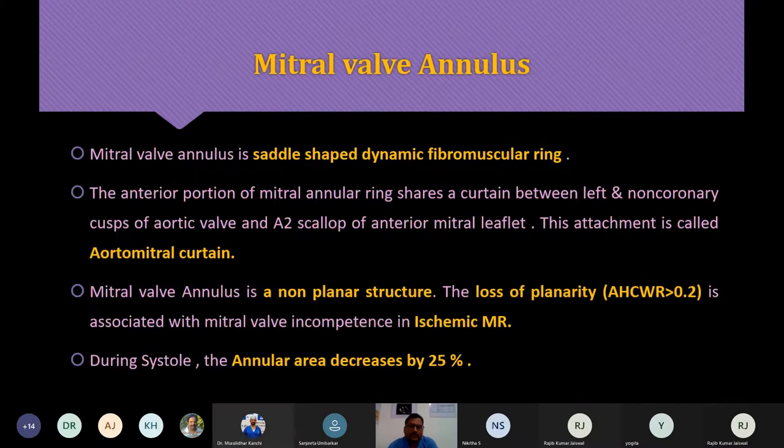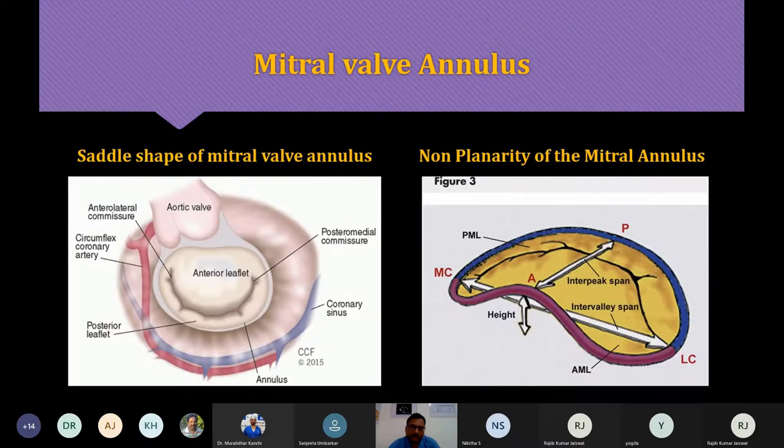So, the annulus is a saddle-shaped dynamic fibromuscular ring. The A2 scallop of the anterior leaflet shares a common attachment called the aortomitral curtain along with the aortic valve, that is, the left or non-coronary cusp of the aortic valve. The mitral valve annulus is a non-planar structure, and a loss of planarity is usually seen with mitral valve incompetence in ischemic MR. During systole, the annular area decreases by 25%. This is normal annular dynamics.